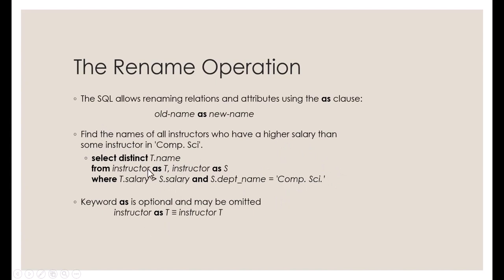Okay, so the keyword AS is optional. You can also just do simply instructor space T, comma, instructor space S. So this is equivalent to this. You can just omit the AS. So it's really up to you.